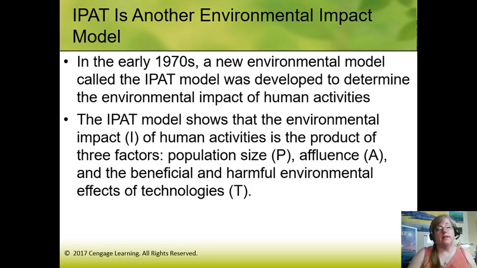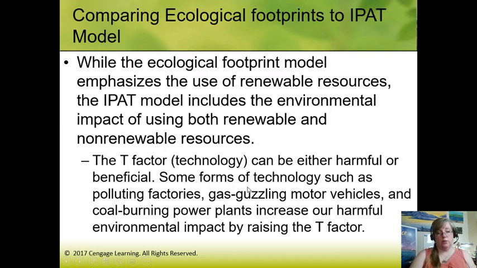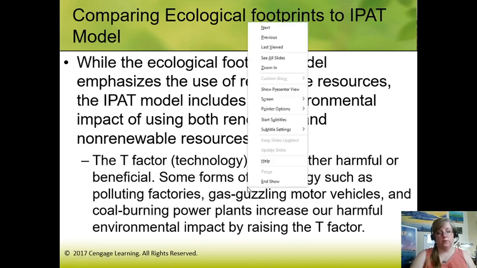In the early 1970s, a new model called IPAT was developed to determine our impact. The IPAT model says the impact, I, of human activities is the product of three factors: population size, affluence, and technologies. There's a formula. Where's the formula? Shoot, hang on, sorry. I'm going to flip through a couple screens so I can figure out where this formula is.